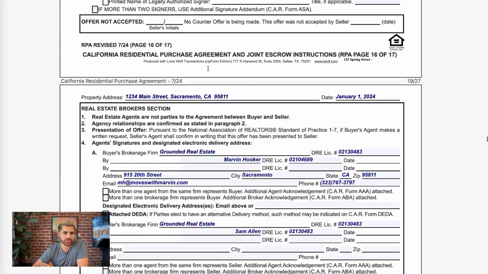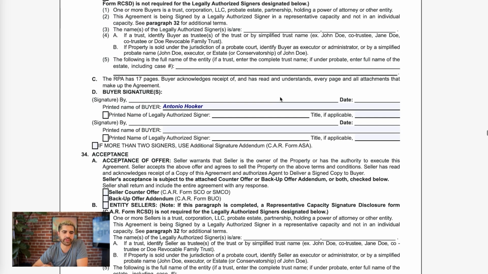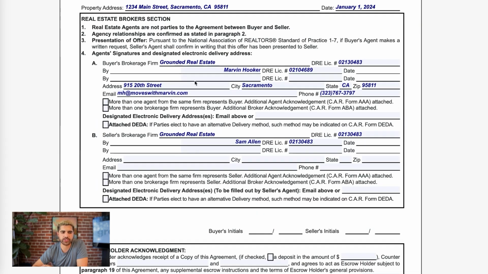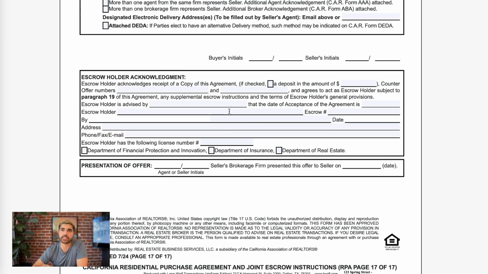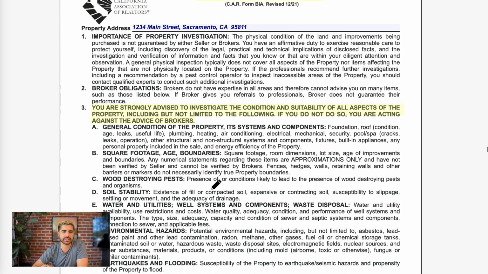This has all your guys' information. Who's signing? Oh, sorry, right here. If there's an entity buyer, if you're a corporation or a company, we would click that box, list who is the authorized signer on behalf of the company, and then go from there. And then this is all of the agent's information. And then once we get into escrow, this would include all of the escrow information. And then last few documents are disclosures and advisories that you would be reviewing.